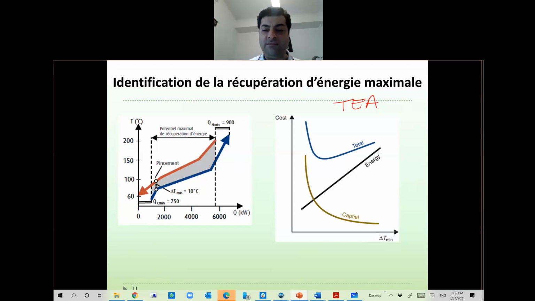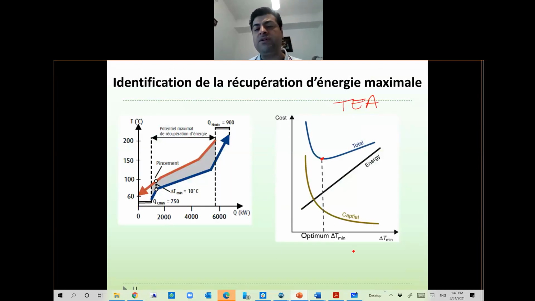So at the end, by estimating the total cost of the heat exchanger network, you can obtain the optimum delta T, which is associated with the point where the total cost is minimum. So the best way to find the delta T mean is to do a kind of optimization to where the total cost of the heat exchanger network is minimum.